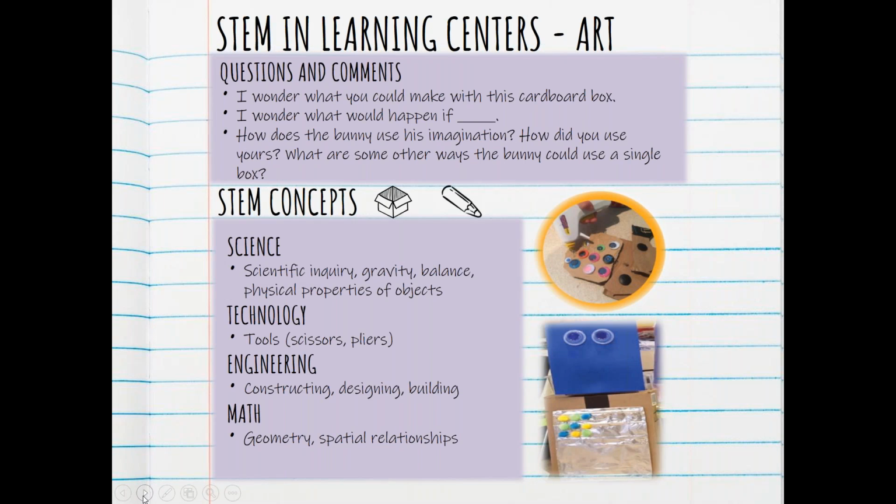Now you're going to ask questions or make comments. I wonder what you could make with this cardboard box. I wonder what would happen if. How does the bunny, and this is the bunny from the Not a Box book, use his imagination? How did you use yours? What are some other ways the bunny could use a single box? And you can see the pictures on the right. These are just some examples of the children's box creations. And then, of course, you have the STEM concepts that could be applied.